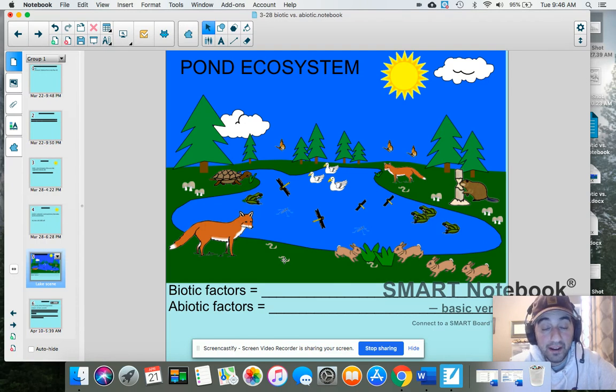All right, abiotic factors, right? Opposite, non-living. If you put the sun, the clouds, the water, right? Non-living things are examples of this ecosystem.